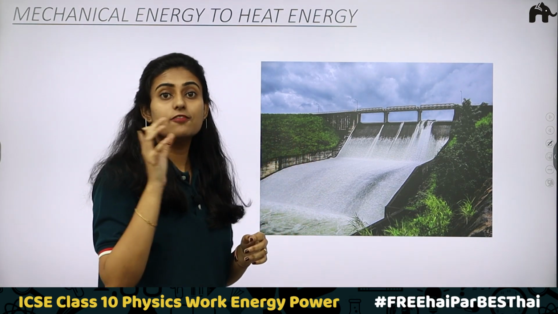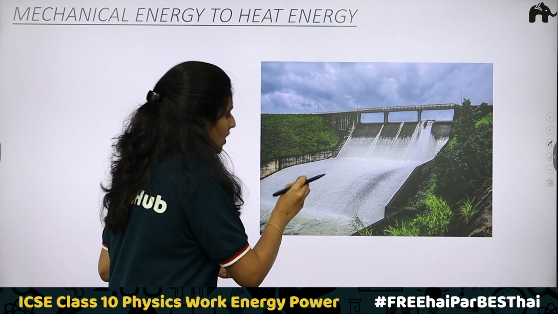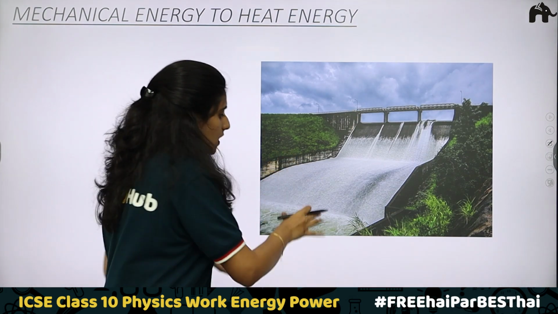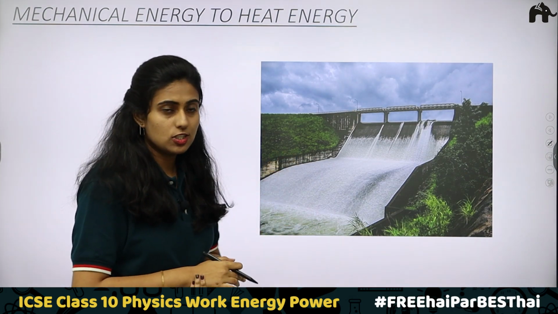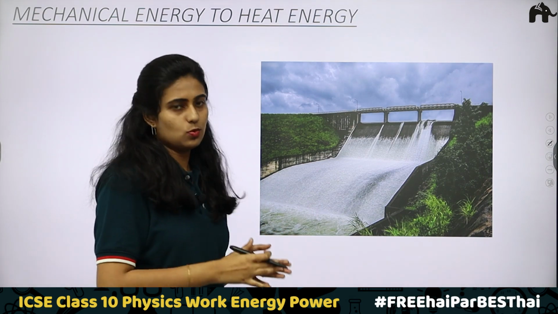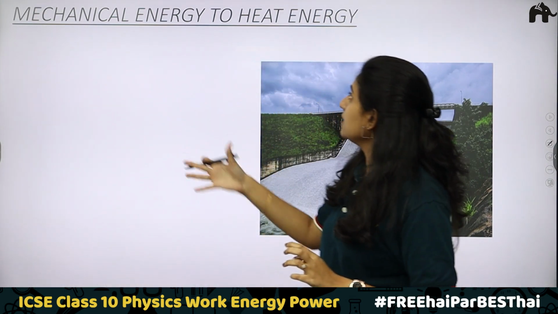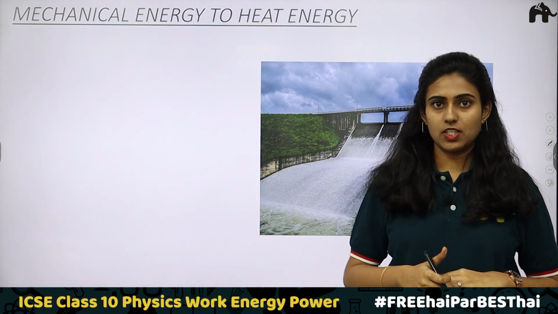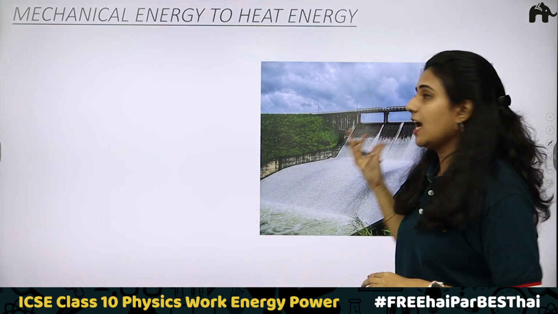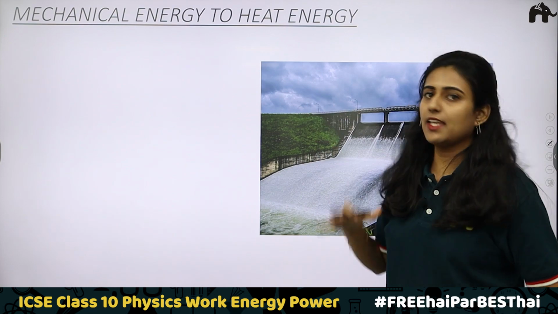Why? Because friction is created here. Now, when this water falls on the moving parts of a machine, due to this heat, it starts working. So, this is an example of mechanical energy getting converted to heat energy. Okay, potential energy and kinetic energy are together called mechanical energy.